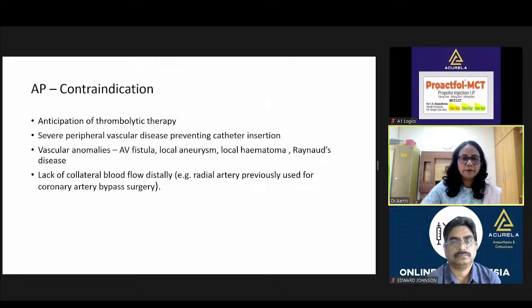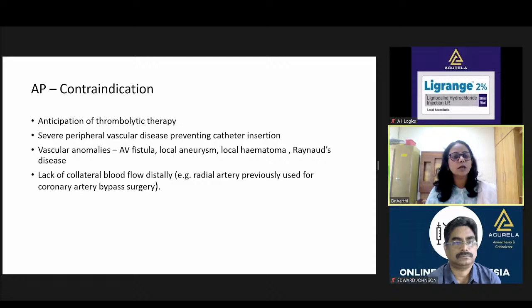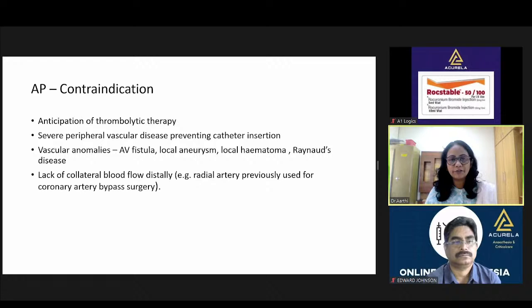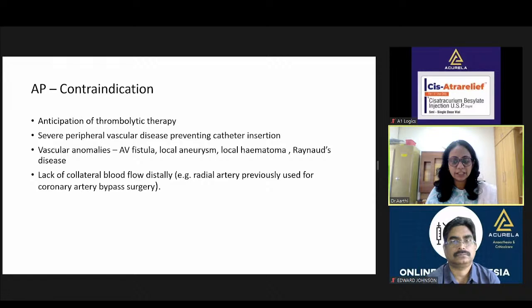So with respect to arterial blood pressure monitoring, the contraindications are anticipated thrombolytic therapy, patients with severe peripheral vascular disease preventing catheter insertion, vascular anomalies like local aneurysms or hematomas, and lack of collateral blood flow, for example, when the radial artery has been used for a previous coronary artery bypass grafting.